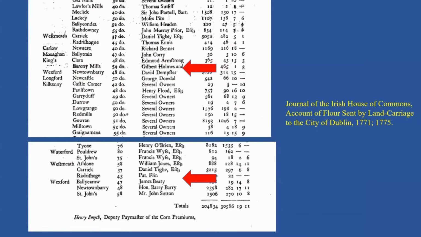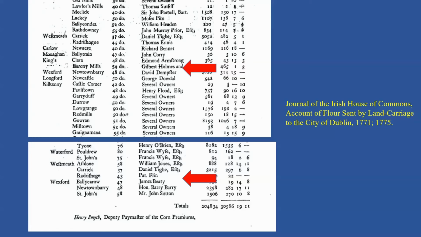My ancestor was a miller. He left County Down. He went down into County Wexford, and there are lists in the journals of the Irish House of Commons of all the millers in Ireland who produced flour and sent flour to Dublin for reimbursement. So we have the name of the miller at Newtownbarry, David Dempster, same guy who was on that voting list that we looked at a minute ago. And there's my ancestor James Beatty down at Ballyconnew, down at the bottom.